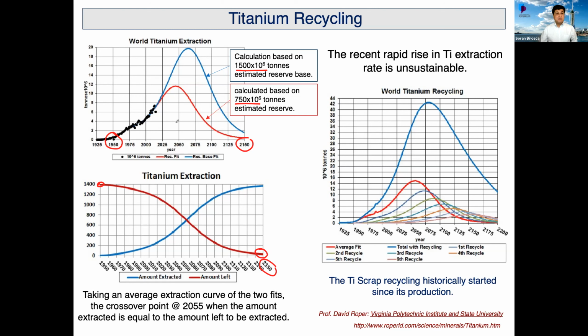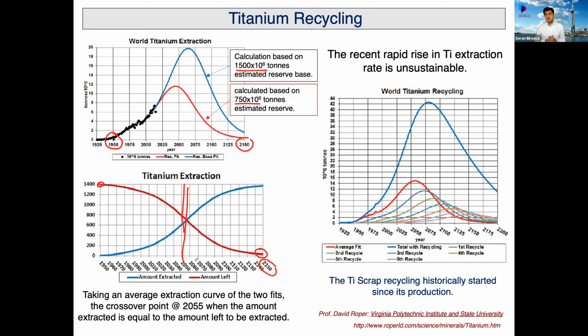But the common point between these two databases, by the not very good line I made, is that by 2055 the amount extracted is equal to the amount left to be extracted. So we are in the critical stage. We have consumed half of it, extracted half of it, and only half is left. Let's think about what we are doing.